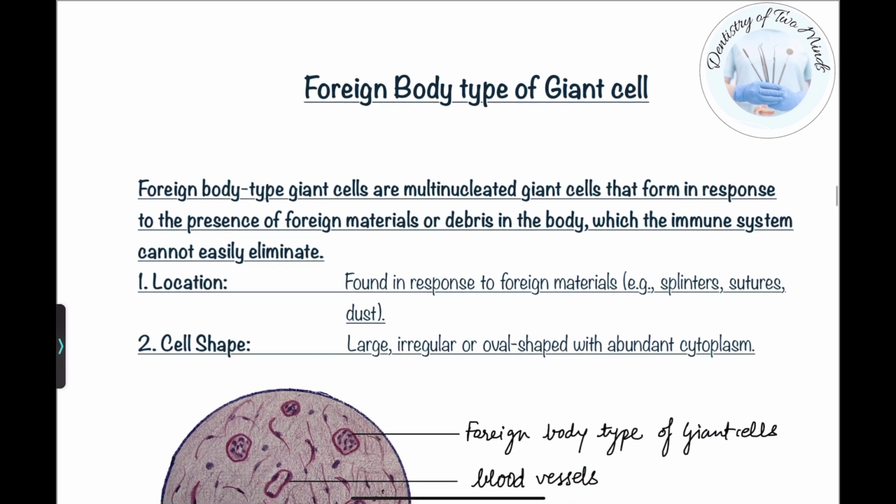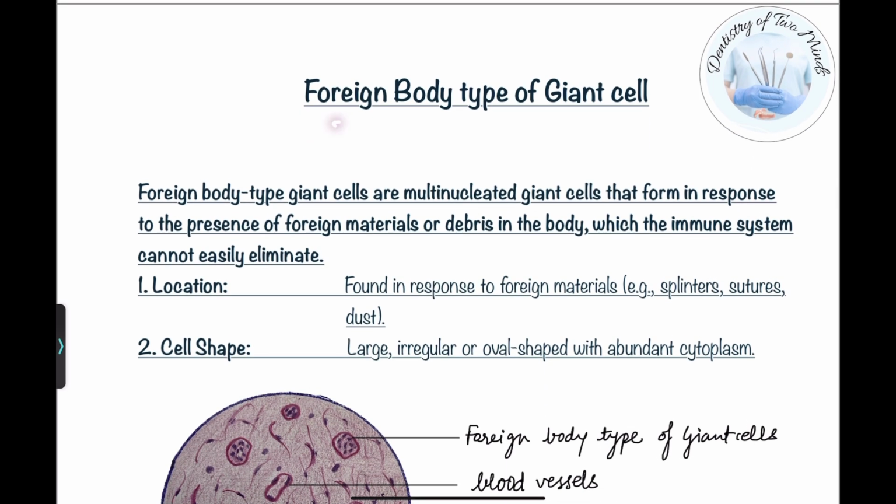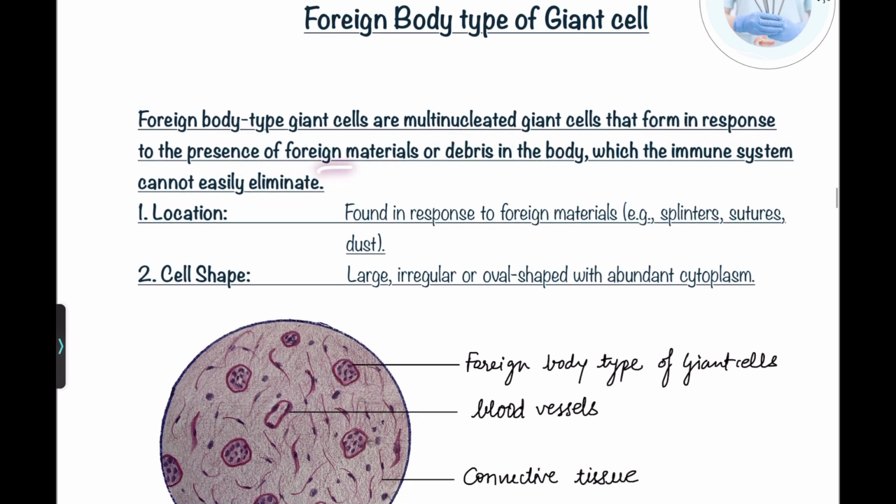Next giant cell is of foreign body type. These cells are multinucleated giant cells that form in response to the presence of foreign materials or debris in the body, which the immune system cannot easily eliminate. These are found in response to foreign materials such as splinters, sutures, and dust.